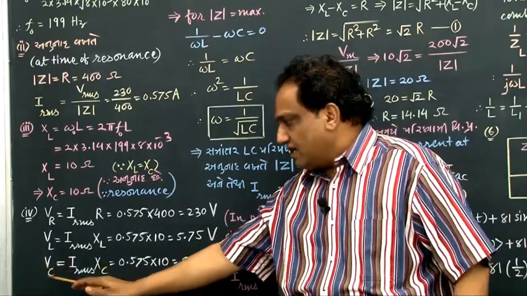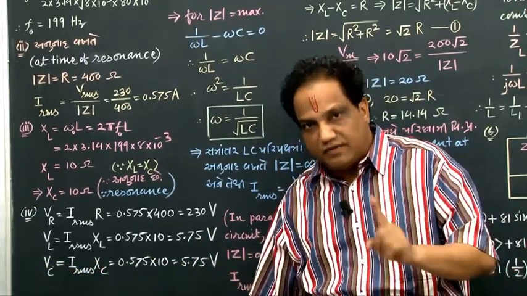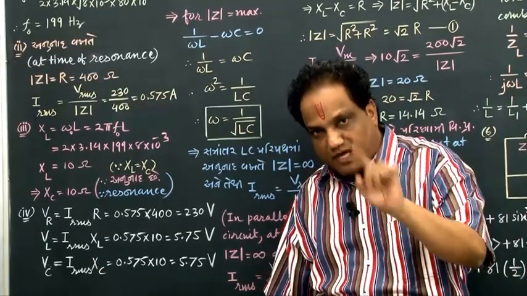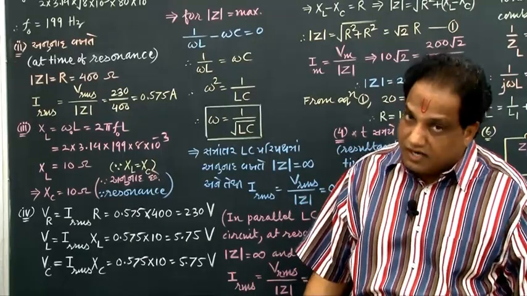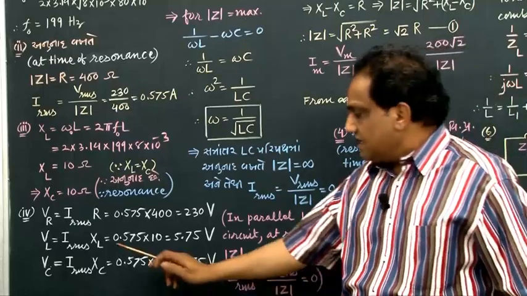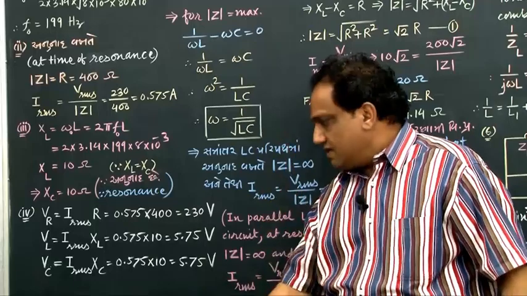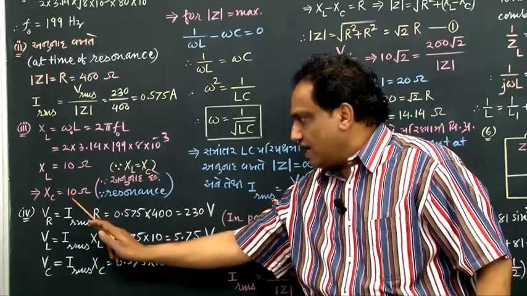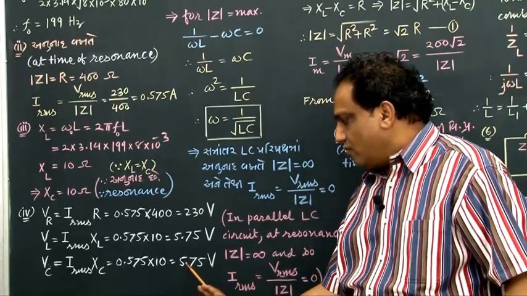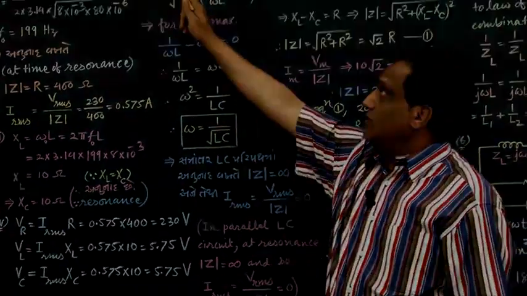Similarly, voltage across capacitor is IRMS into XC, where XC gives you the effective resistance provided by the capacitor to the flow of alternating current, and it is also the magnitude of capacitive reactance. IRMS is 0.575 ampere, and what about XC? XC is also 10 ohm only. This multiplication is 5.75 volt, correct? Now, kindly read the statement of sum number 2.